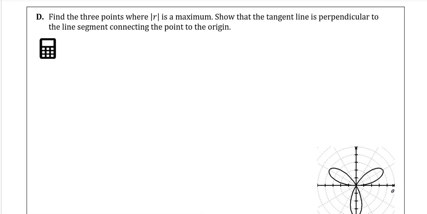So find the 3 points where the absolute value of r is a maximum. Show that the tangent line is perpendicular to the line segment connecting the point to the origin. So it is going to be a maximum. This is the important point here. The absolute value of r is a maximum when our sine value is a maximum.